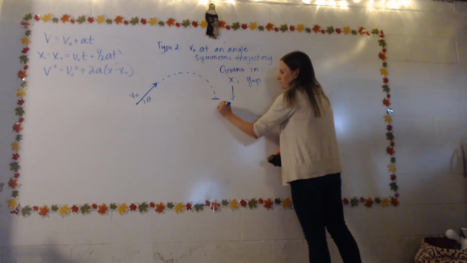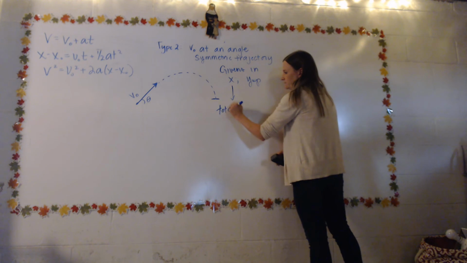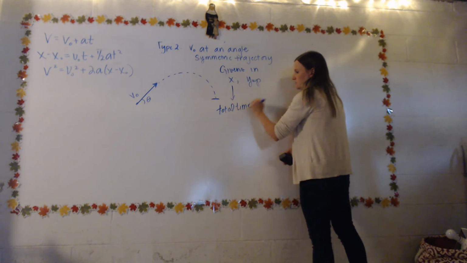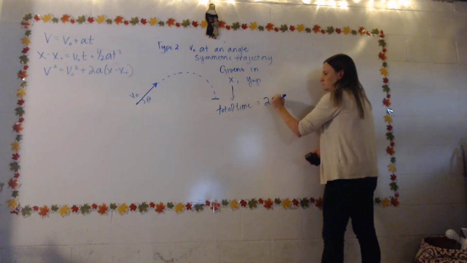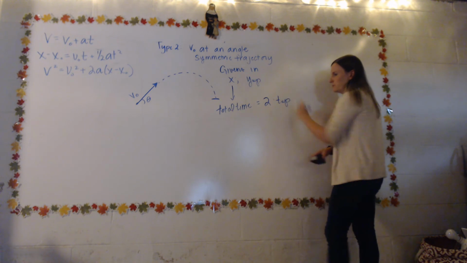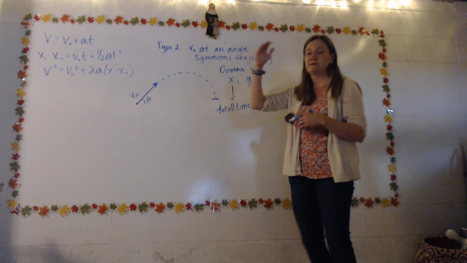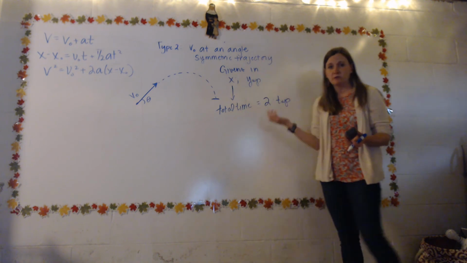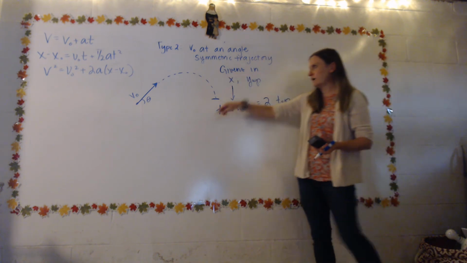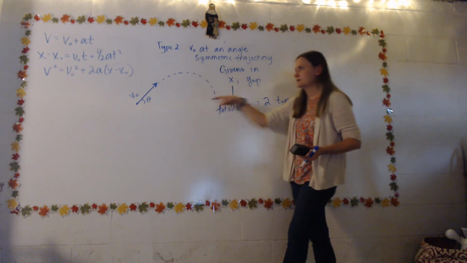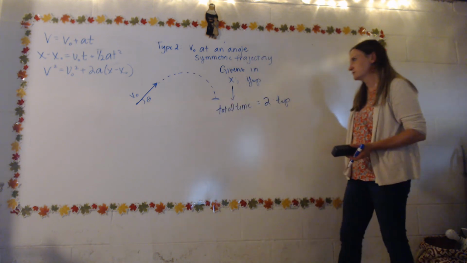It's in x for the total time, which is equal to 2 times the time it takes to go up, right? Remember, in the previous chapter, if we could find the time it takes to go up, we would just double that to find total time in the air. It's going to be traveling horizontally that entire time. So to find the range, we use the total time.